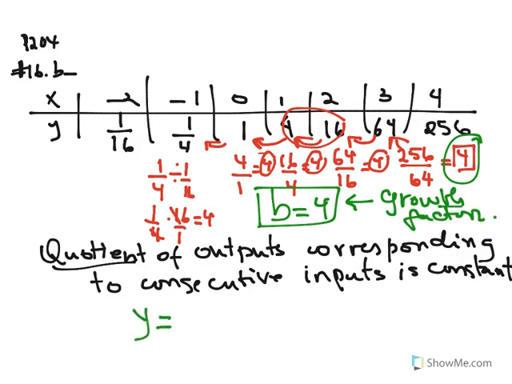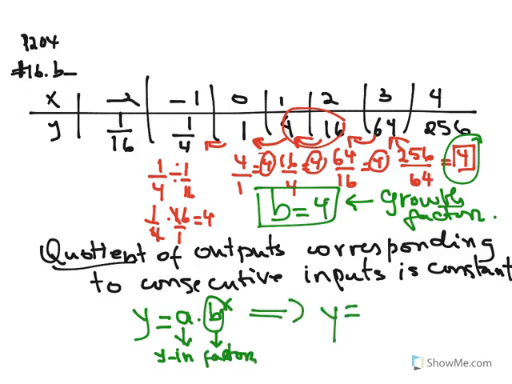What is the equation that I have here? The equation would be a times b to the x. A is my y-intercept, b is my factor, okay? And that means that y is equal to, my y-intercept is 1, right? Looking here, it is 1 times 4 to the x. So my function is y equals 4 to the x.